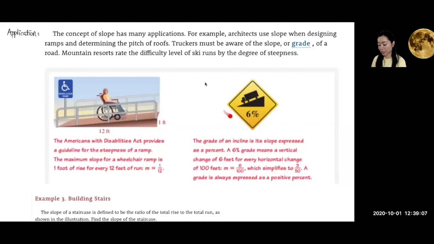Now over here you see the grade of an incline is its slope expressed as a percent. So you will see this kind of sign when you're driving. A 6% grade means a vertical change of 6 feet for every horizontal change of 100 feet. So 6 over 100, which is 6%. So that's a 6% grade. That is a slope. A grade is usually expressed as a positive percent.